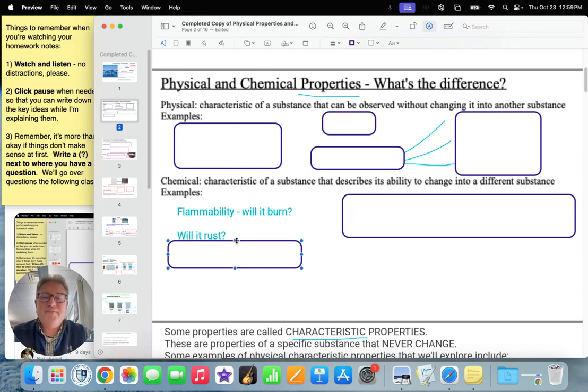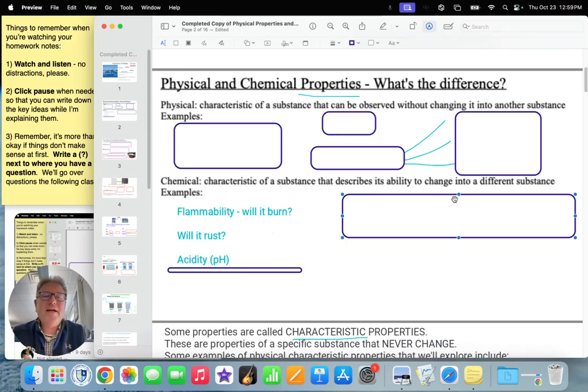The flammability of something. Will it rust? Rusting is a chemical reaction. So whether something will rust or not is a chemical characteristic. We talked about rusting. One you'll see a lot more next year is how acidic or basic something is. You'll learn later that's called the pH of a substance. Whether something's very acidic or not is a description of how it could or could not react chemically.